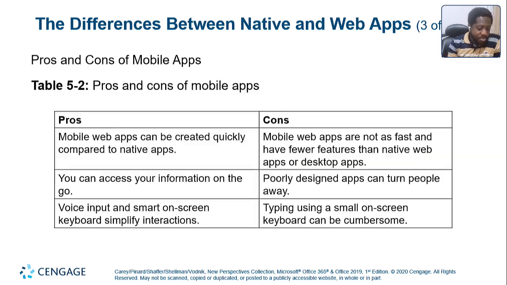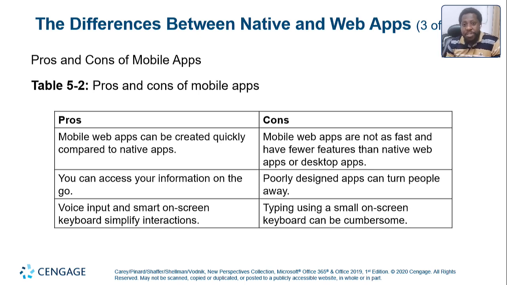Now, what are the pros and cons of staying in such an environment? Well, mobile web apps can be created quickly compared to native apps. No two ways about it. And the cons here are that mobile web apps are not as fast and have fewer features than native apps or desktop apps. You can also access your information on the go on the mobile web app, but poor design can also turn people away from the application.